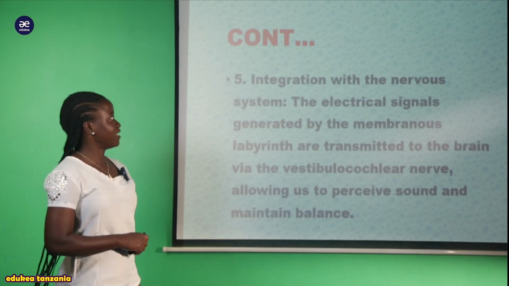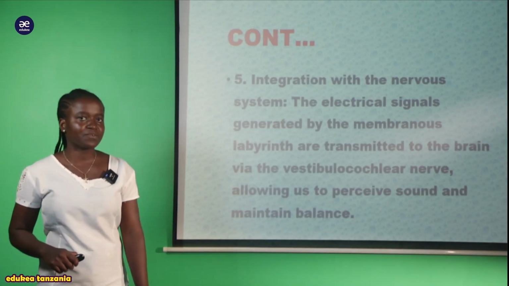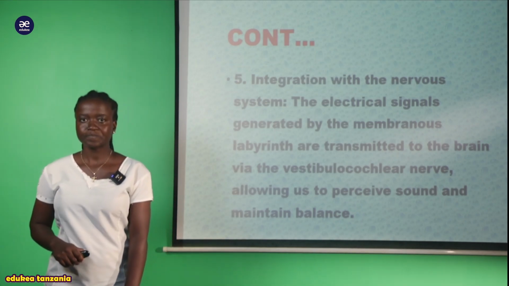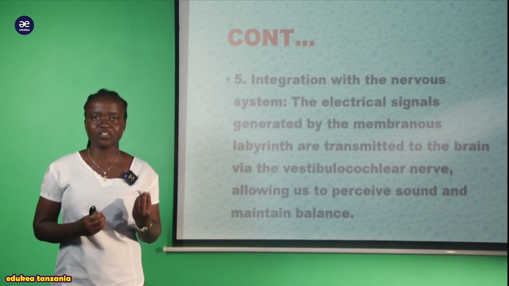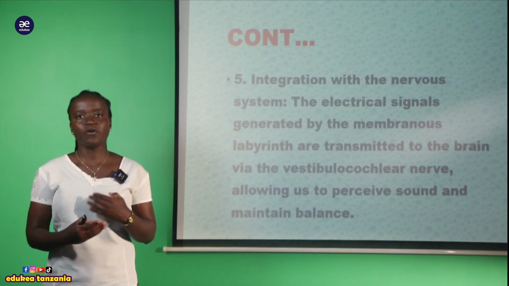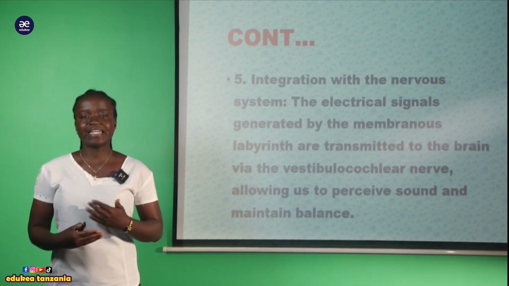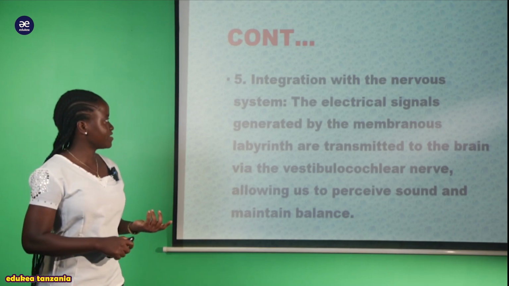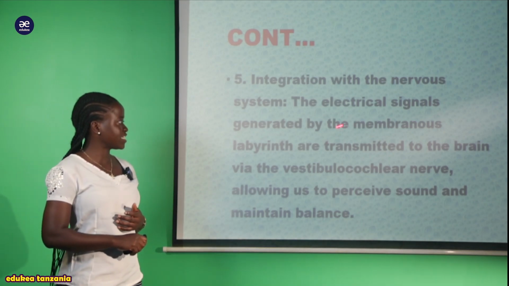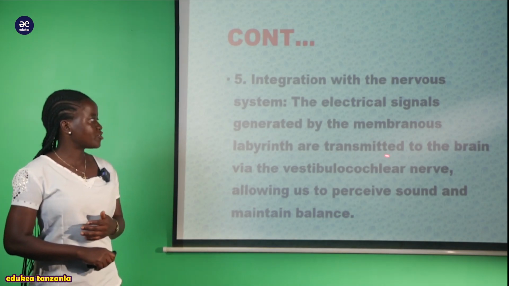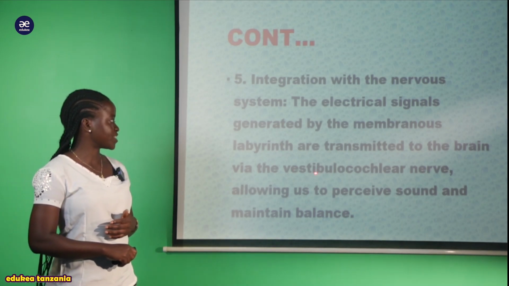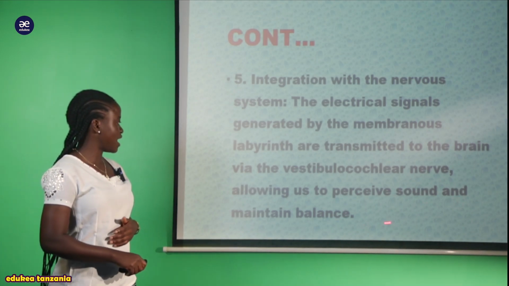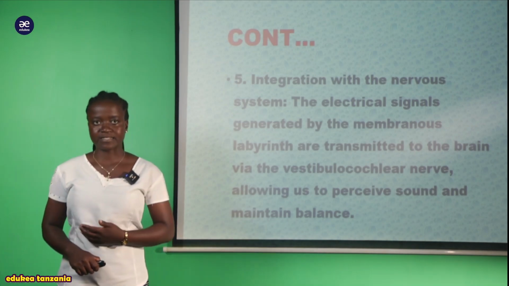And lastly, here we can say that the membranous labyrinth helps in integration with the nervous system. So how can this membranous labyrinth integrate with the nervous system? Mainly we are saying that the electrical signals generated by the membranous labyrinth are transmitted to the brain via the vestibulocochlear nerve, allowing us to perceive sound and maintain balance.